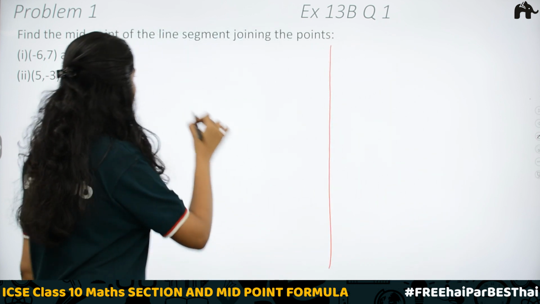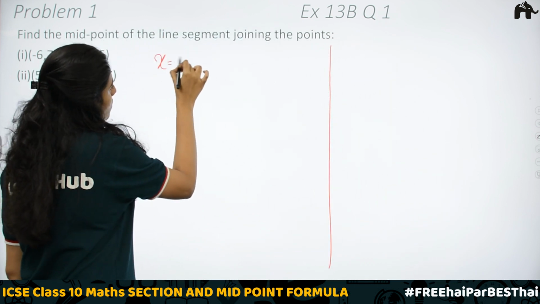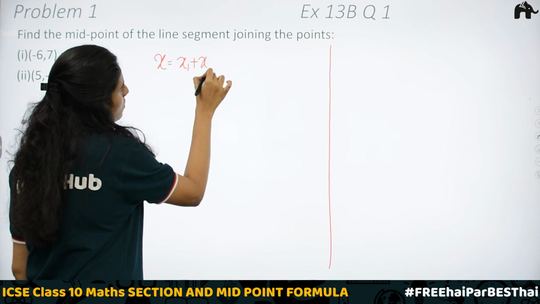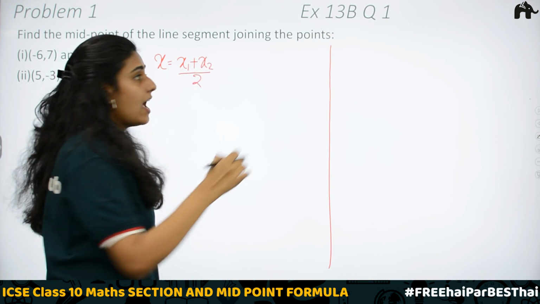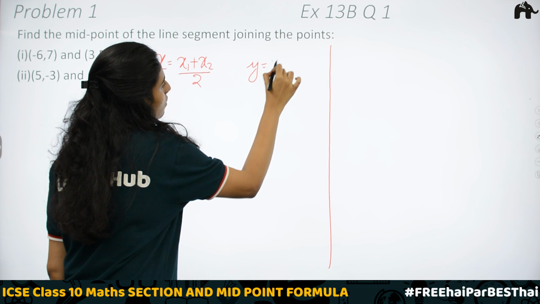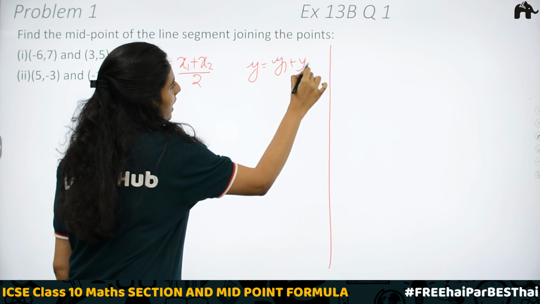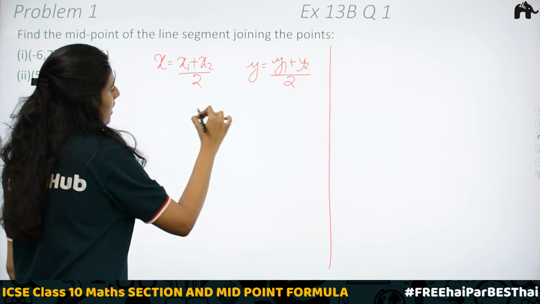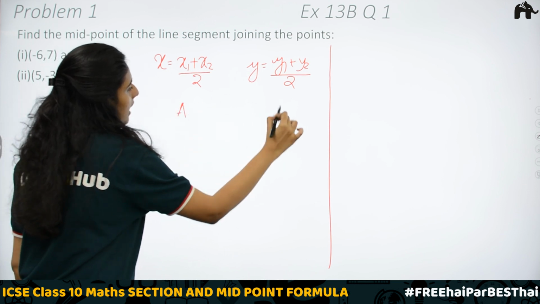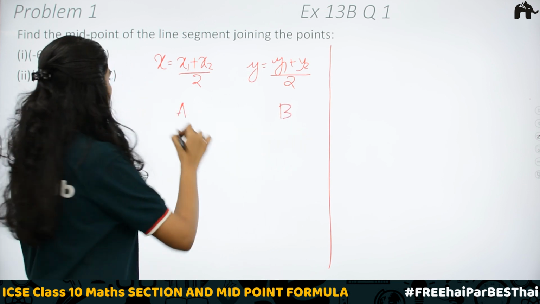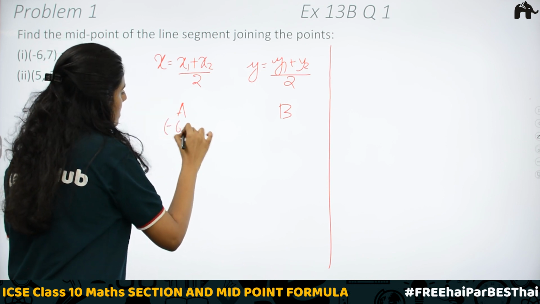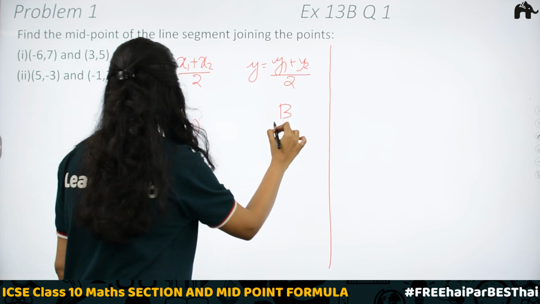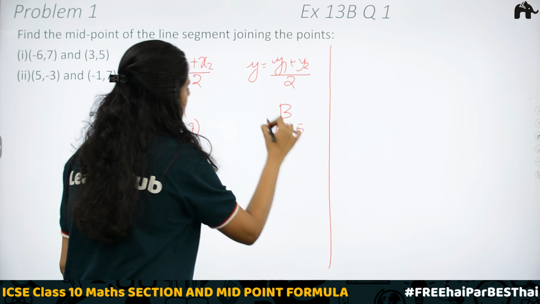From the midpoint formula, we have the x coordinate. X is equal to (x1 plus x2) divided by 2. And the y coordinate, y is equal to (y1 plus y2) divided by 2. In the first question, we will be taking first point A and the second point B. Coordinates of the first point are (-6, 7). Coordinates of the second point are (3, 5).